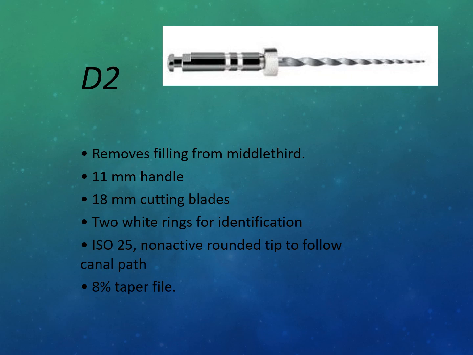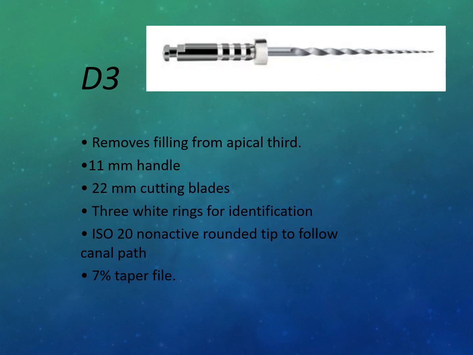Next is your D2, which removes the filling from your middle third, 11 mm handle, 18 mm cutting blades, two white rings for identification. In the handle, D1 has one ring and D2 has two rings. ISO 25, non-active rounded tip. Only D1 is your active cutting tip, in the sense it pierces the filling and goes inside, whereas D2 is non-active rounded tip to follow the canal path. And 8% taper file.